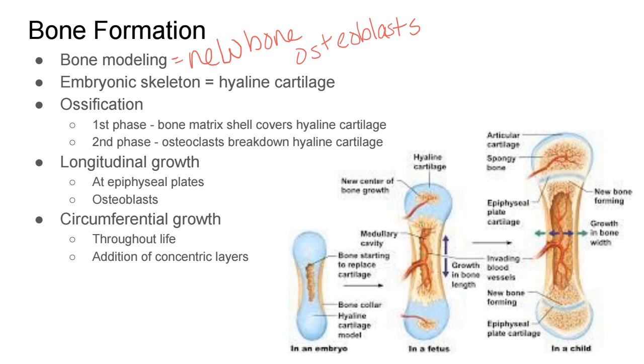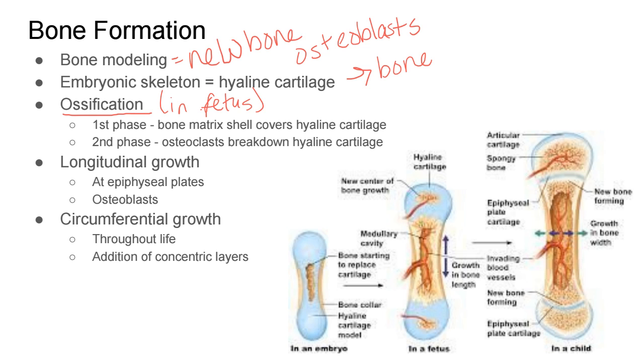So in an embryonic skeleton, in a developing embryo, the skeleton is made of hyaline cartilage. And as the fetus develops, that hyaline cartilage is eventually replaced with bone. And that process of replacing that with bone is ossification. Right? So this is what occurs in the fetus as we replace that hyaline cartilage with actual bone tissue. And so it occurs in two phases.